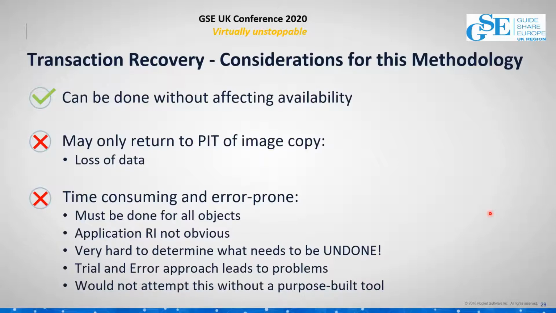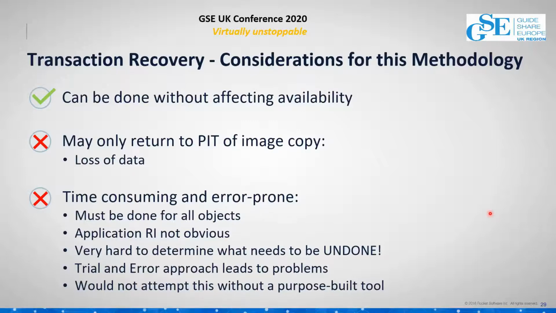At the end of the day, it can be done without affecting availability, but you may only be able to return to a point in time of the image copy without destroying the other changes with this manual effort. The downside is it's really, really time consuming, and it must be done for all the objects that have suffered from this data corruption here. In order to determine what you need to undo, you have to submit multiple DSNLOGP and DSN1PRINT jobs, and you have to analyze it, a highly manual effort.